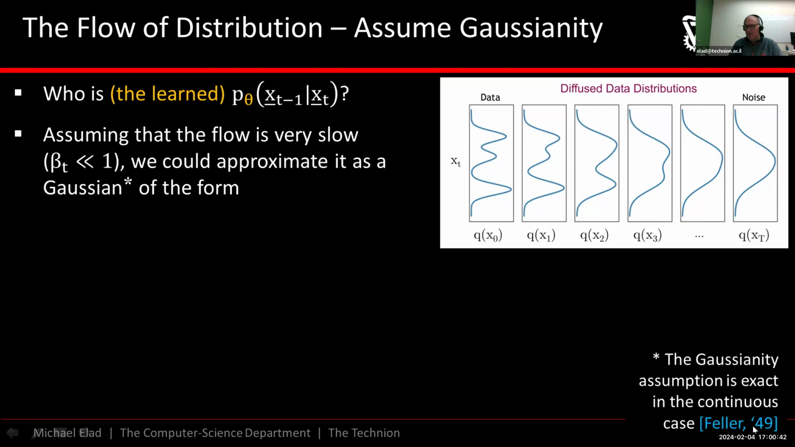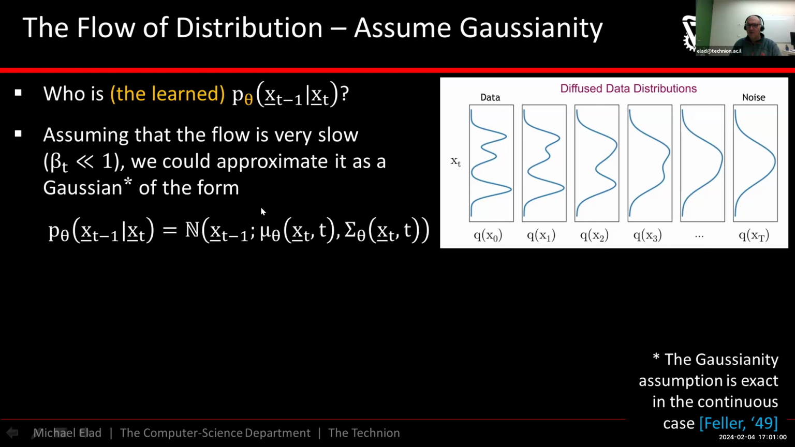An old paper published in 1949 suggested this result that says if betas are small enough, if your discretization is fine enough, you can assume that those distributions that go backward are also Gaussian, just like the forward ones. Now, this is very pleasant because it really means that this is the probability density function. All you need to find now are the mean and the covariance of this distribution.